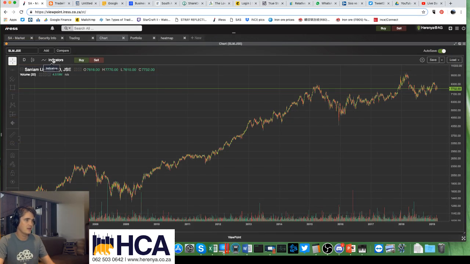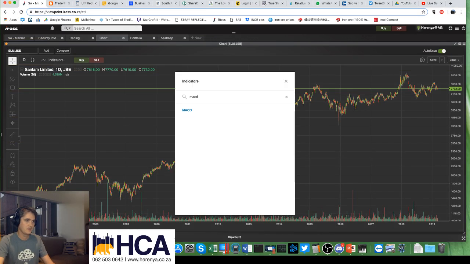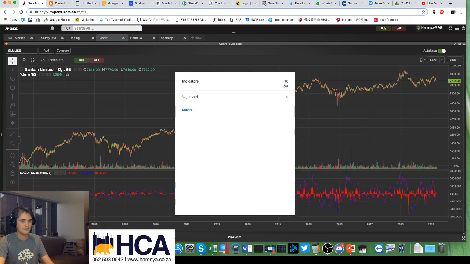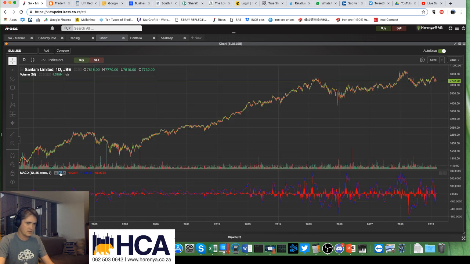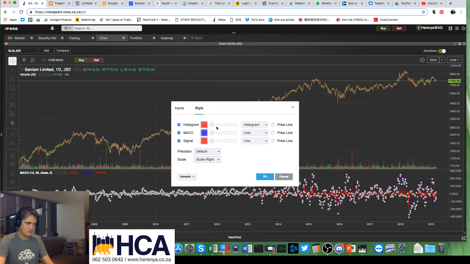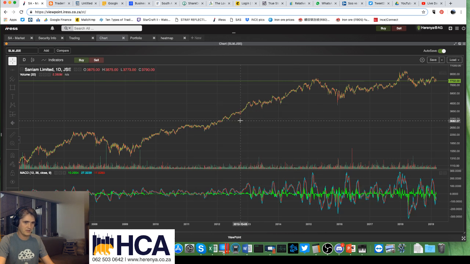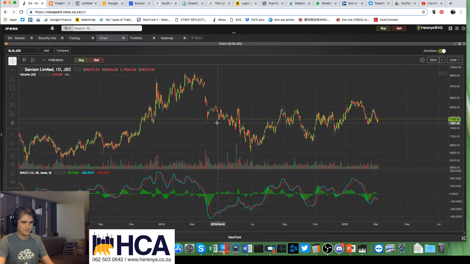So if we add a MACD to this, it's so ugly. Yes, we're going to make everything a bit thicker. We're going to make our histogram green. We're going to make that blue and red. Okay, and we'll zoom in a little bit.